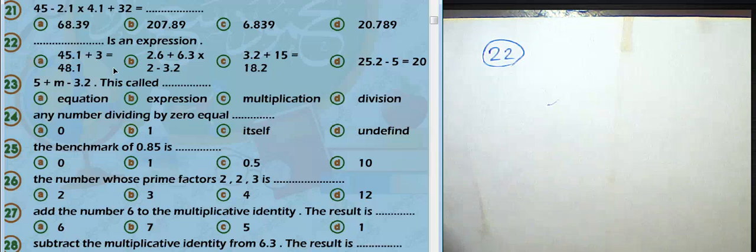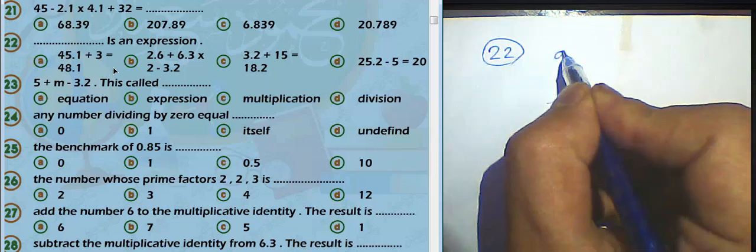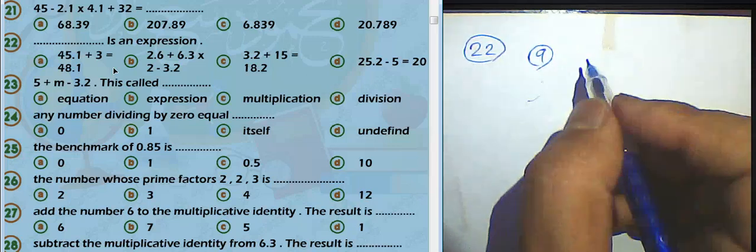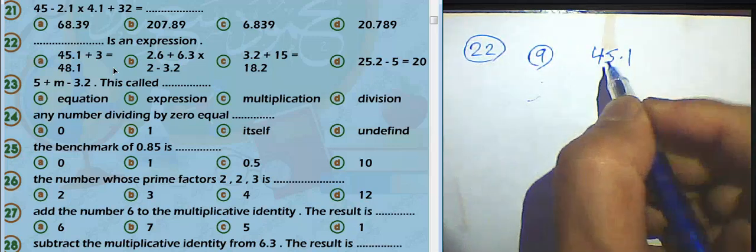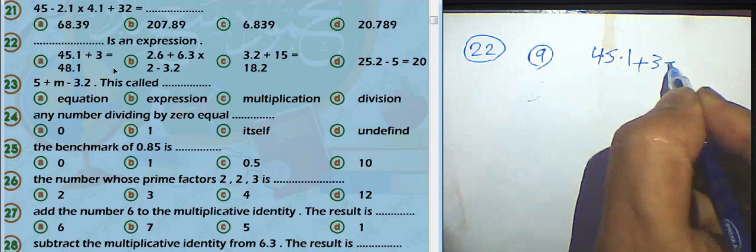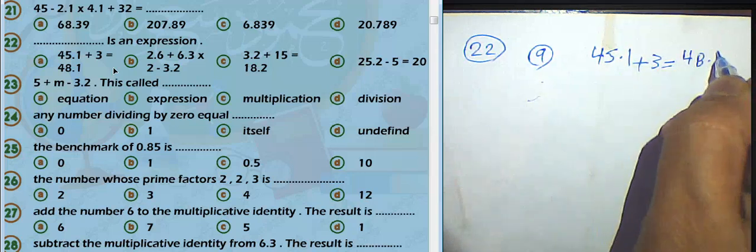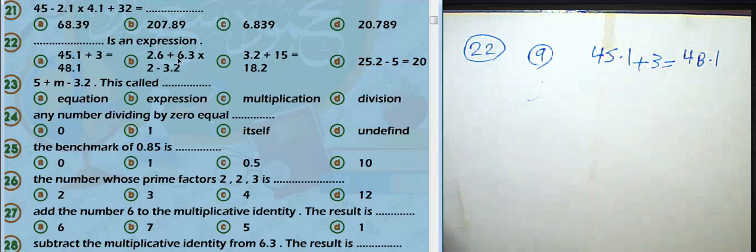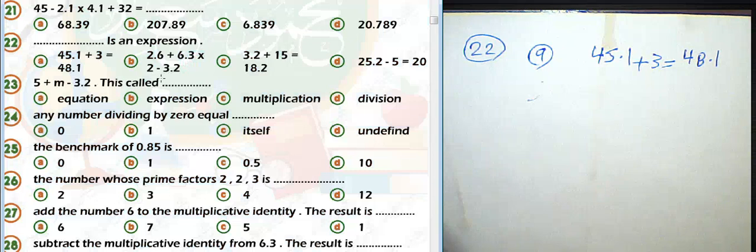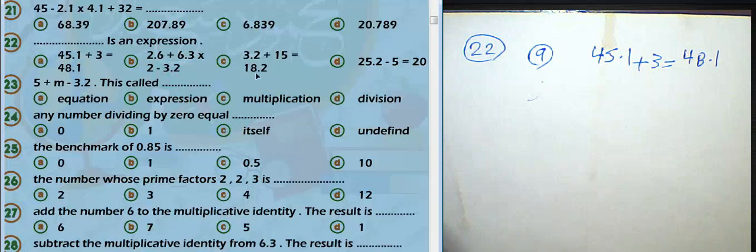Look at letter A. If we can find the result, then letter B. Letter A: we must choose letter A for this expression. We are asked about an expression, so we must choose letter A. It's 45.1 plus 3 equals 48.1, and 2.6 plus 6.3x multiplied by 2 subtract 3.2. Okay, it's an equation. It's an equation, yeah. Equation, letter A is an equation.